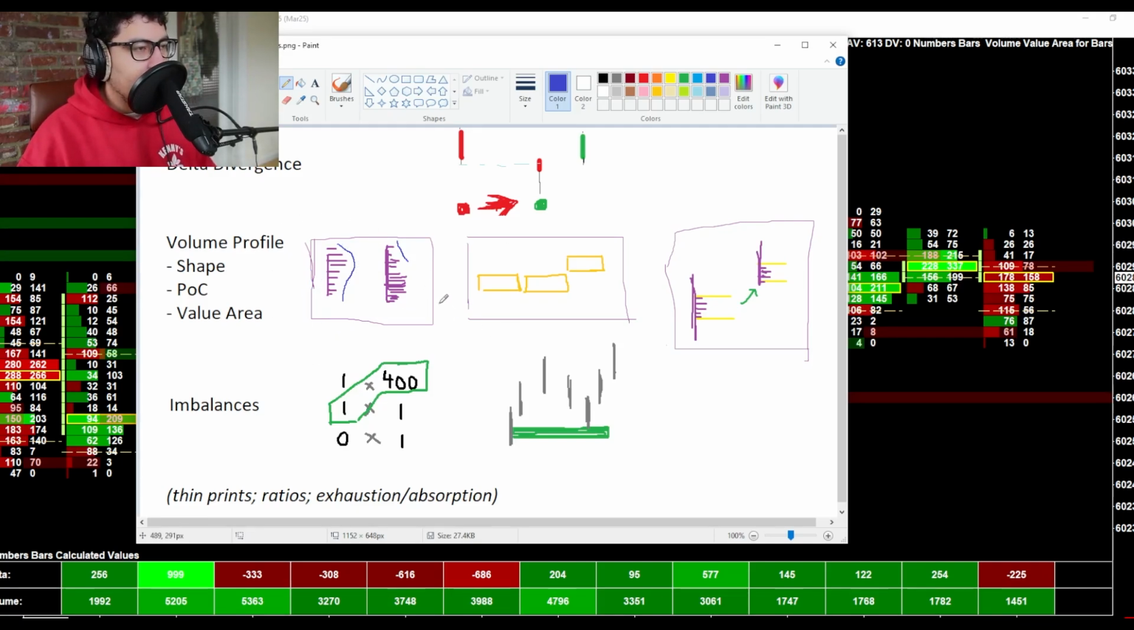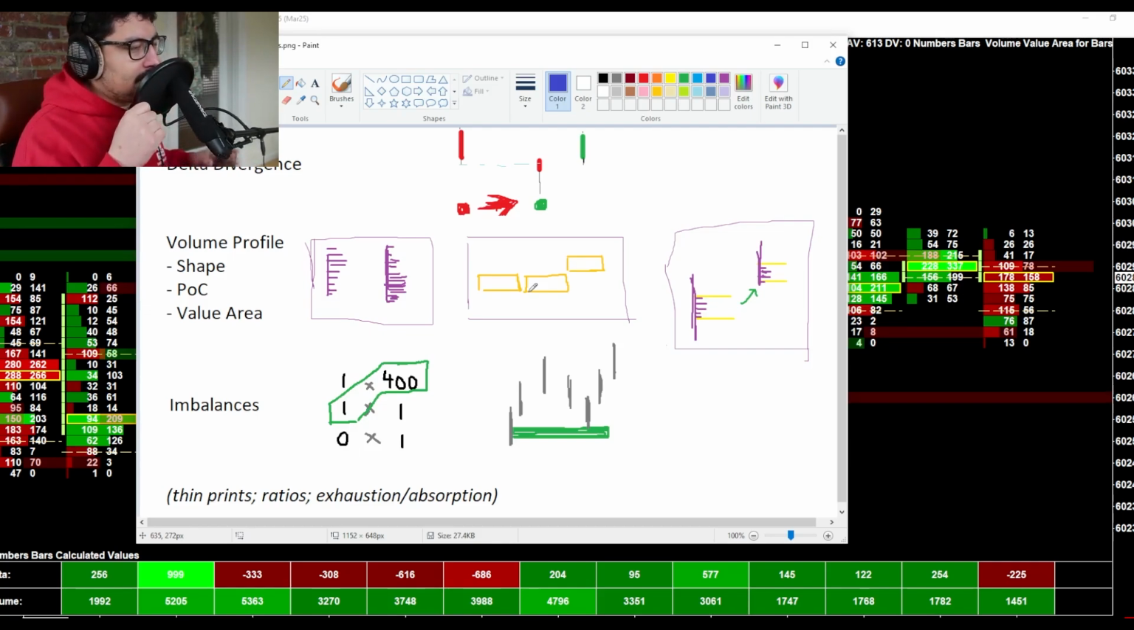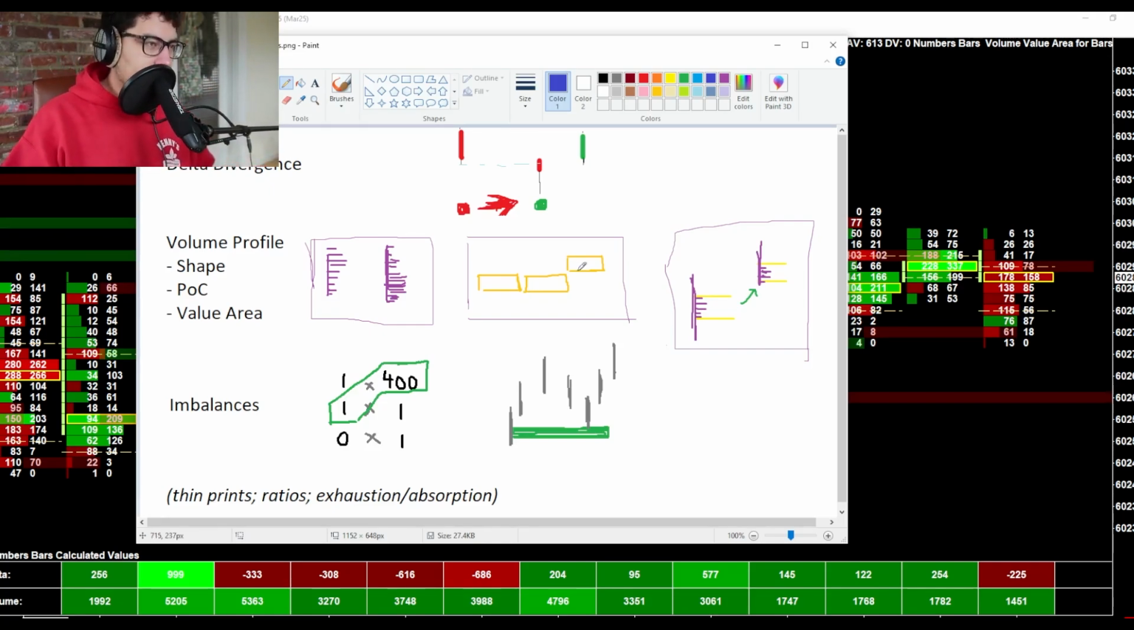So again, unfortunately, I wish it was a little simpler. We'd all be millionaires, but everything is not straightforward in trading. Everything's a little ambiguous. You just got to use context. That's why we have context. That's why you don't trade on one indicator or one signal. So that's volume shape, profile shape of the candle.